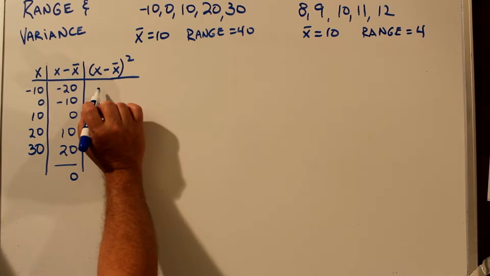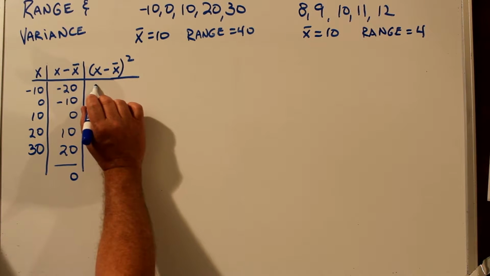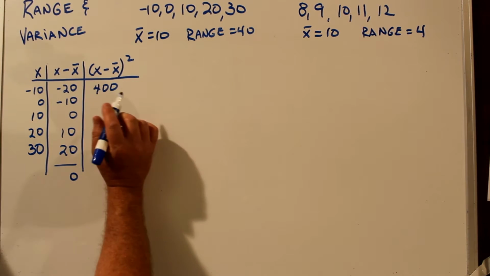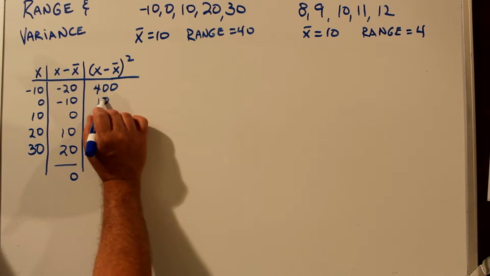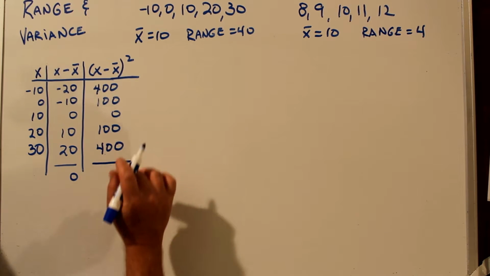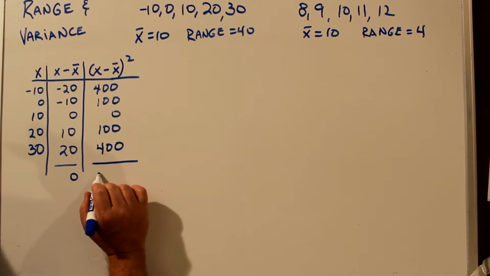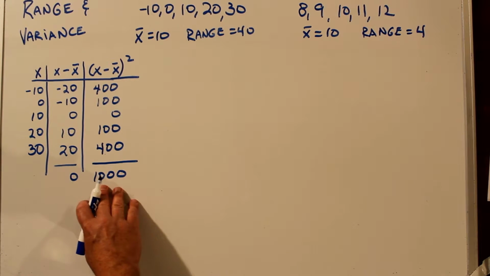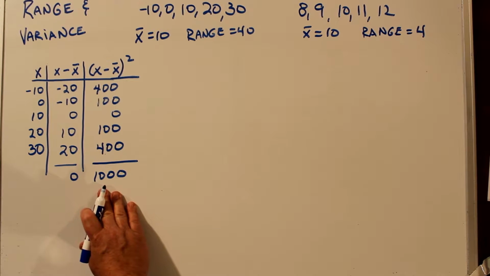So let's square minus 20. Minus 20 times minus 20 is positive 400. Minus 10 squared is positive 100. And now if we add up all of these numbers, we get 500 and 500, we get 1,000. So we have a number that's positive and of a greater magnitude.